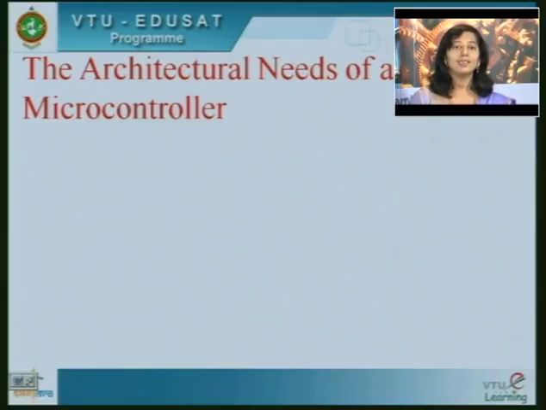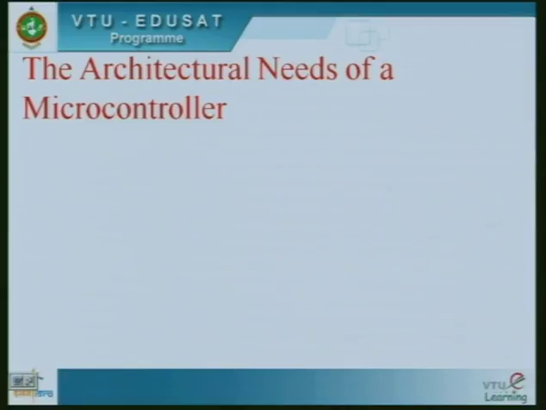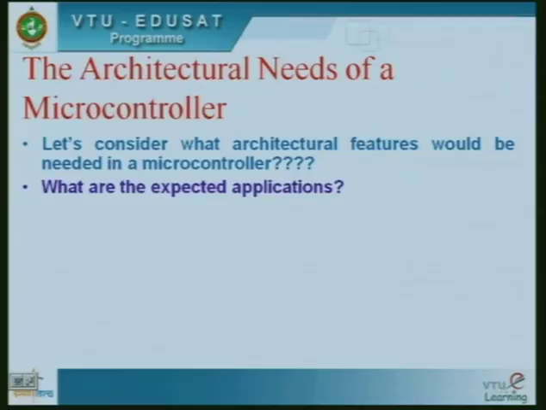Now, before talking about the architecture actually, let's see what are the architectural needs for a microcontroller. What should be there? What should be present on a microcontroller? Let's see what are the features needed, and based on that we can decide what devices we should put on the microcontroller and its expected applications. If we look at these two things, you can easily decide what are the different things you need to include in an MCU.